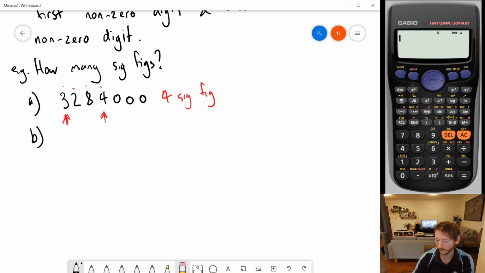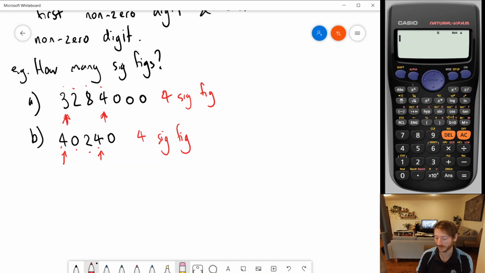B. 440,240. Counting from the first one that's not a zero and ending at the last one that's not a zero. 1, 2, 3, 4. 4 again. I've got to come up with some more diverse examples, but you can see here there was a zero in the middle and it counted. Because I obviously haven't rounded off to this zero, have I? So I wouldn't have then had some more numbers that weren't zeros.